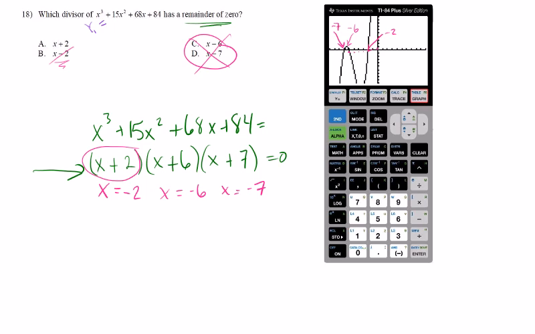Circle your answer, and let me know if you have any questions on this one. Hopefully this is a good hack to help you figure out how to do these without having to do polynomial long division. All right, keep working hard.